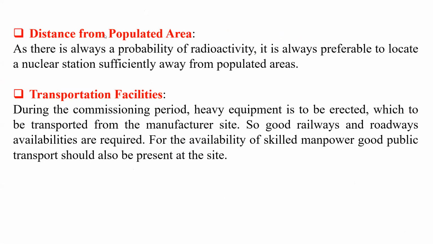Now the next point is the distance from the populated area. As you see, in the same case, nuclear chain reactions are very dangerous and difficult to control. So that's why we have to be very careful, and the nuclear plant should be built far away from society. So this is another point, that is distance from populated area.